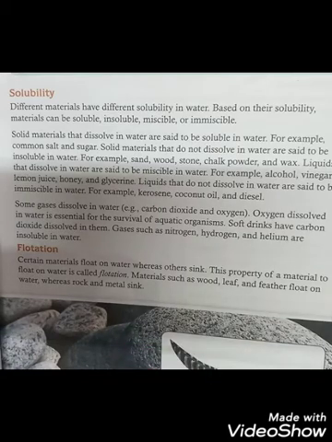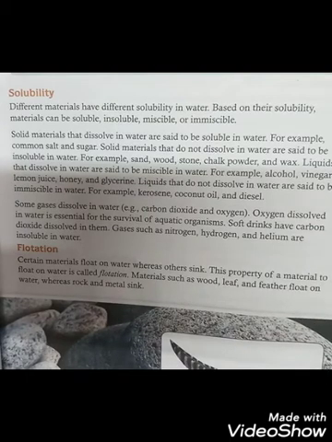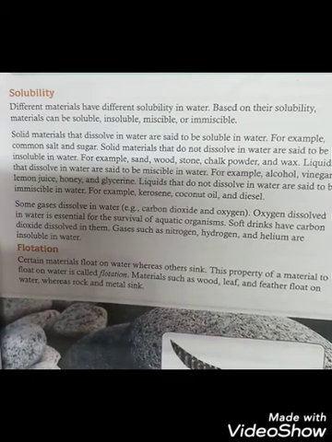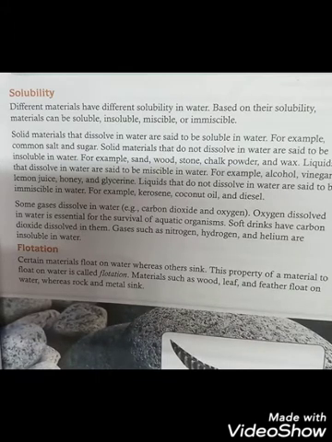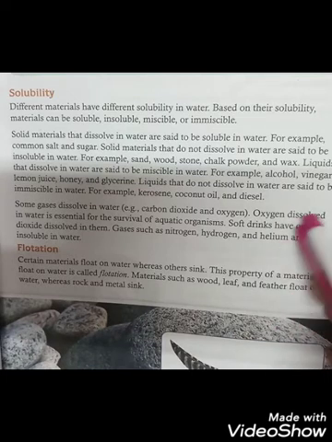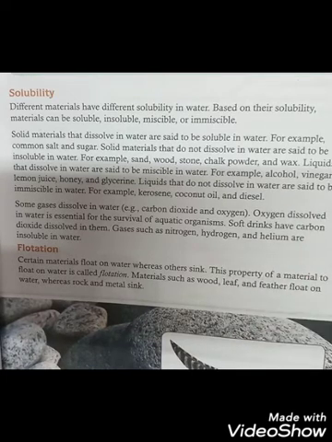Some gases also dissolve in water, like carbon dioxide, oxygen. And the oxygen that is dissolved in water is very essential for the life of the organisms that live in water, for the aquatic organisms. And the soft drinks, the Coca-Cola and all those, they also contain carbon dioxide that is dissolved in it.